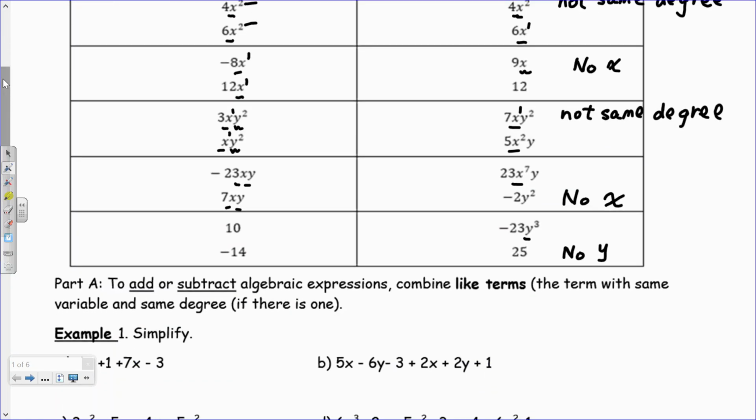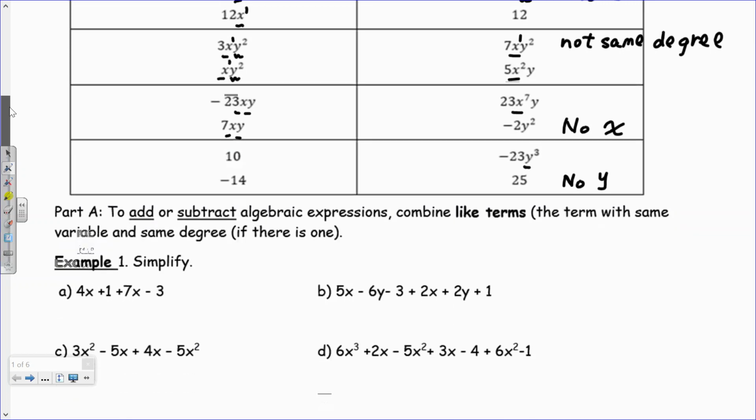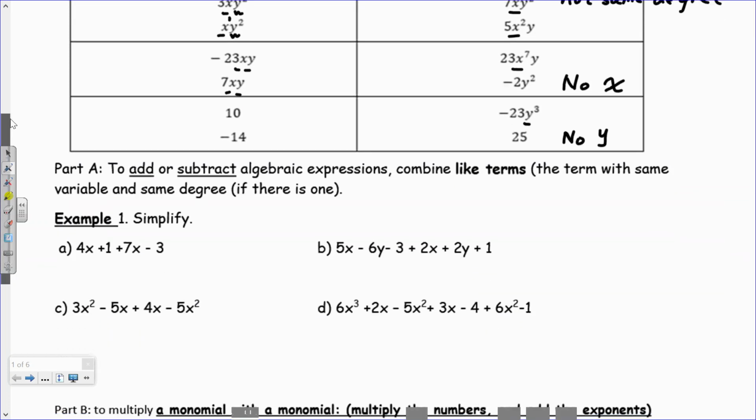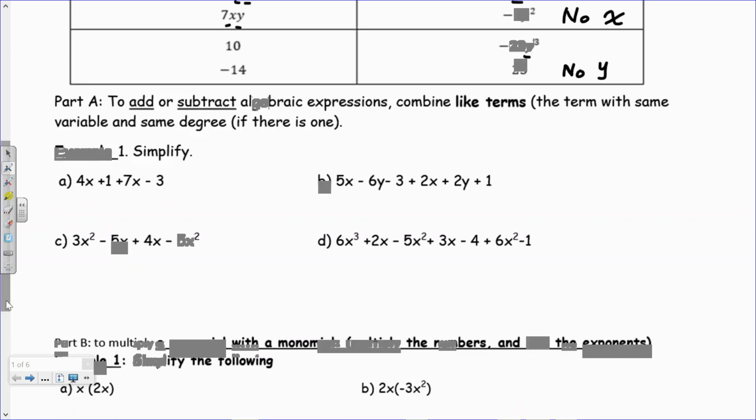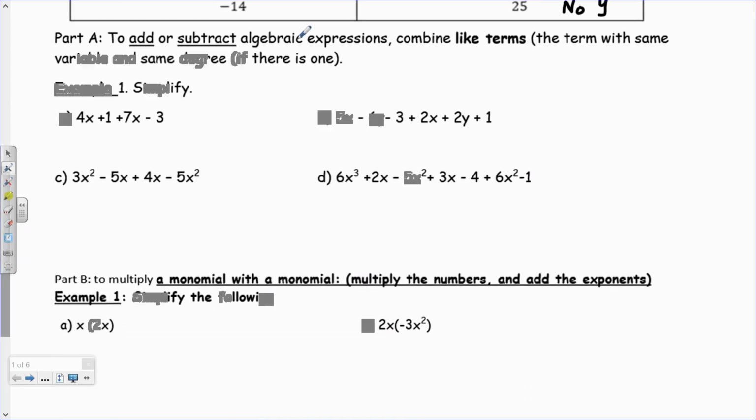The reason why we need to know the definition for like terms is because when we are adding or subtracting algebraic expressions, you need to combine like terms. Combine means you are going to add or subtract the numbers at front of the like terms. So like terms, again, two conditions, same variable and the same degree.